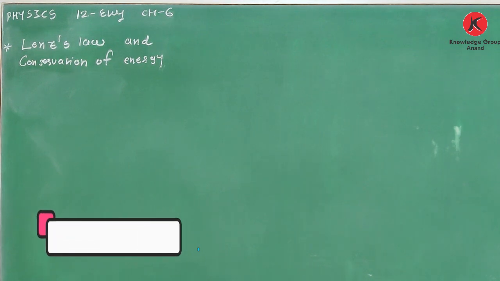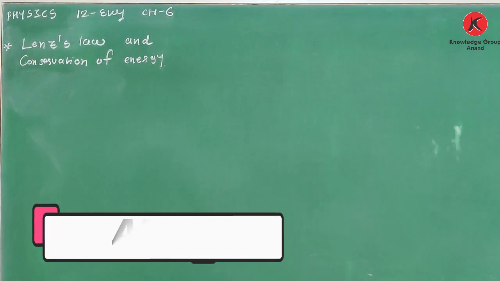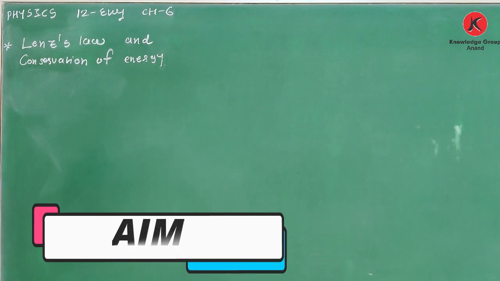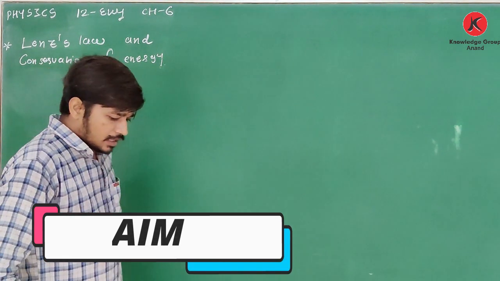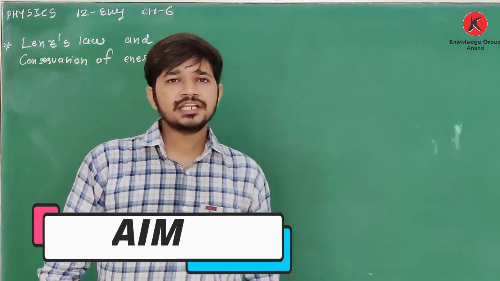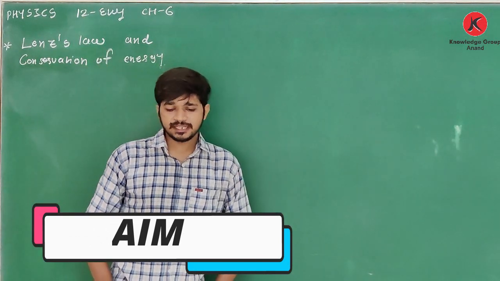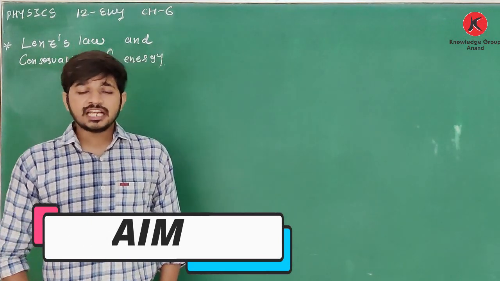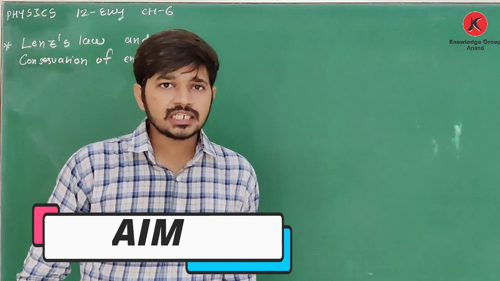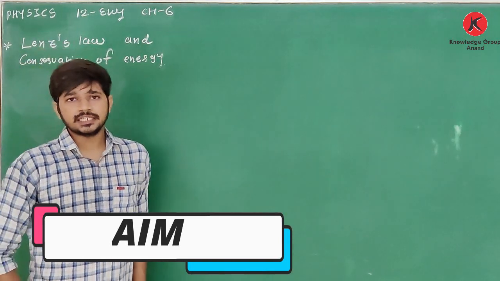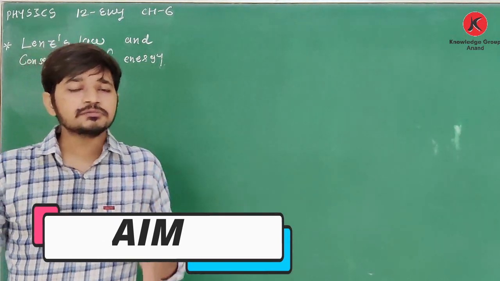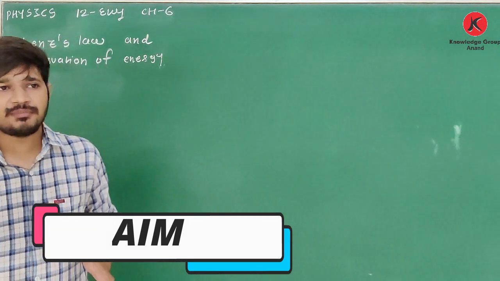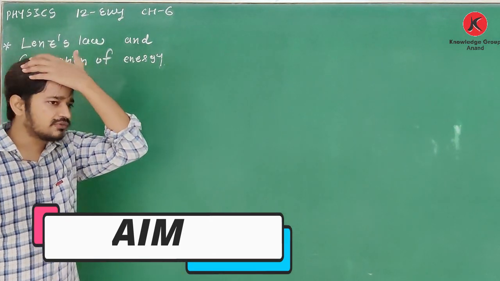In the last lecture we discussed Faraday's law, which gives the induced EMF. The magnitude of the induced EMF is equal to the time rate of change of magnetic flux through that circuit. Faraday's law gives the magnitude of induced EMF, and from that we can find the magnitude of current.